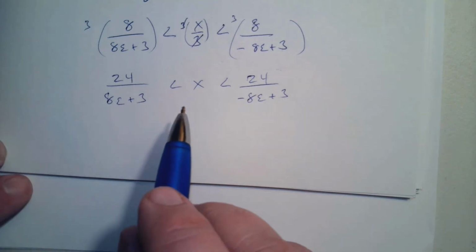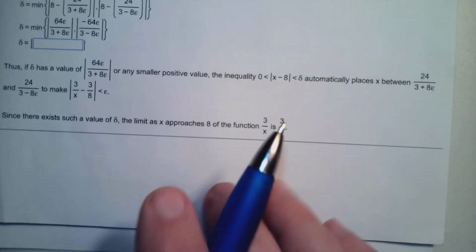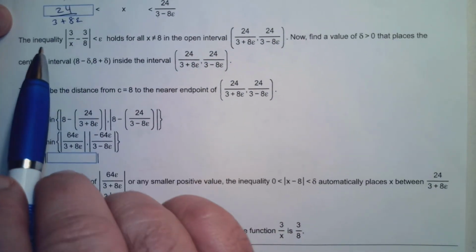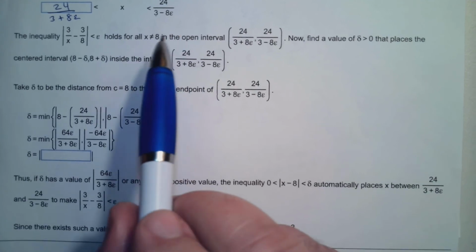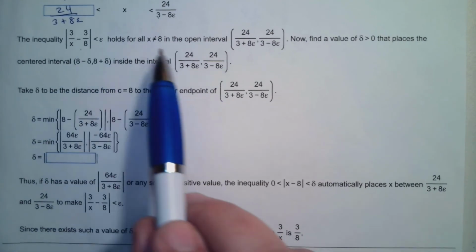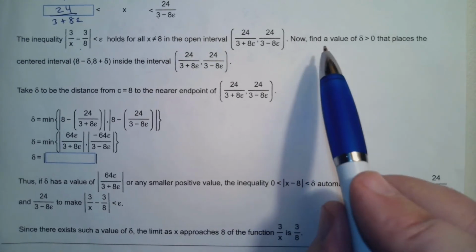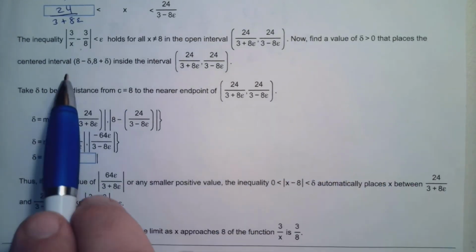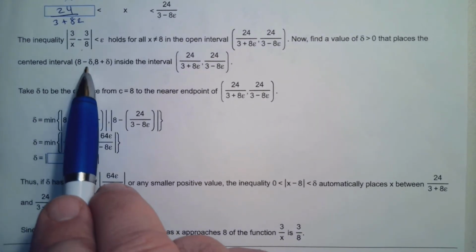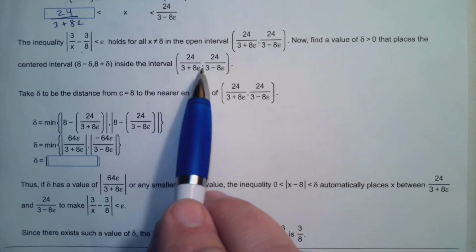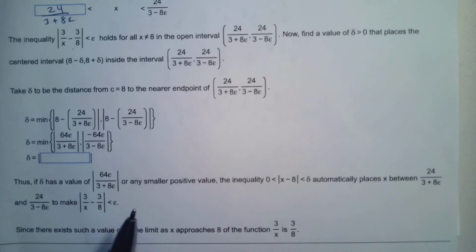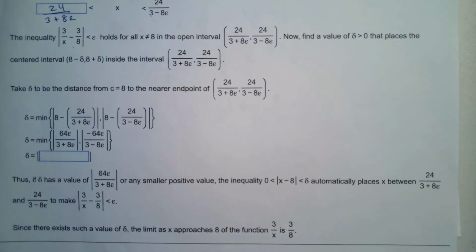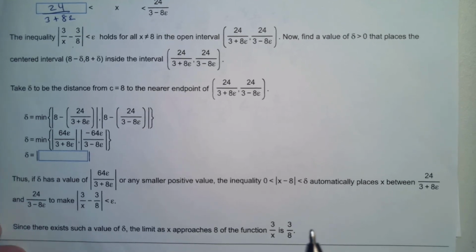All right. That's the next thing you want us to do here. The inequality where x cannot equal 8 from the first part, true. Now find a value of delta greater than 0 and enter in the interval inside this interval, which was 8 minus delta, 8 plus delta. Take delta to be the distance from c equals 8. Okay.